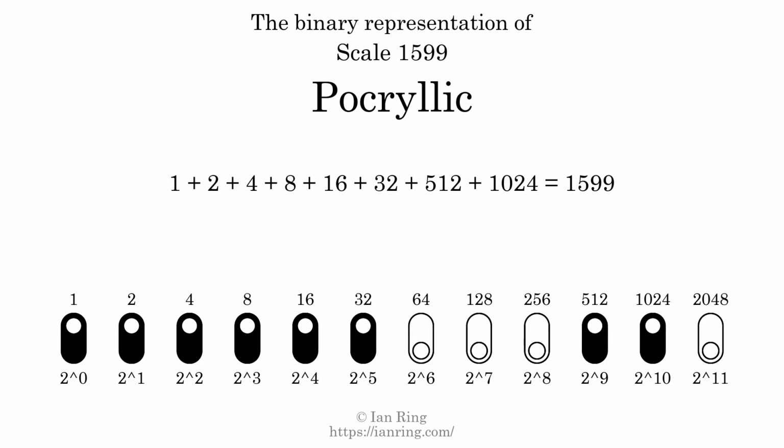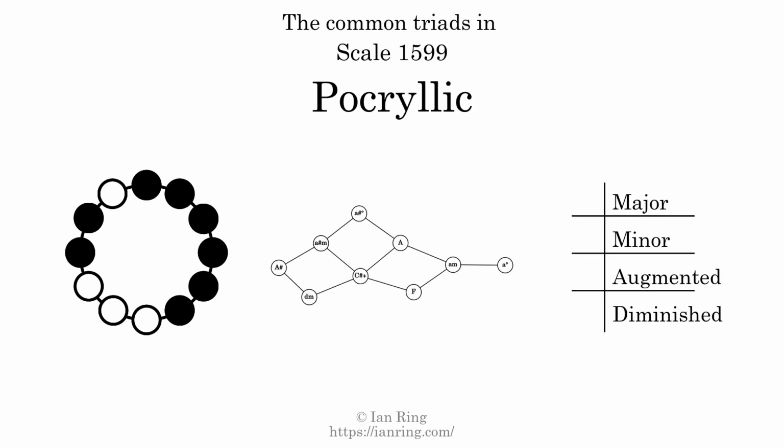1599. The scale number not only enumerates the scale with a unique index, but it also literally describes the tonal content of the scale. Represented as a binary number in base 2, the scale number is 0110001111111. Here are the common triads present in this scale.